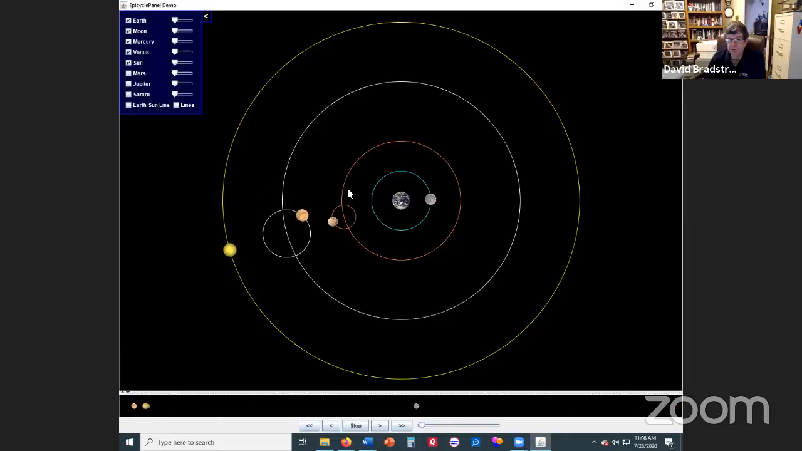This is what I do with my students. I'll set this going and I'll say, do you see anything strange about the bodies, especially Mercury and Venus? You see anything that's kind of systematically odd? It's the way they move. If so, let me know.